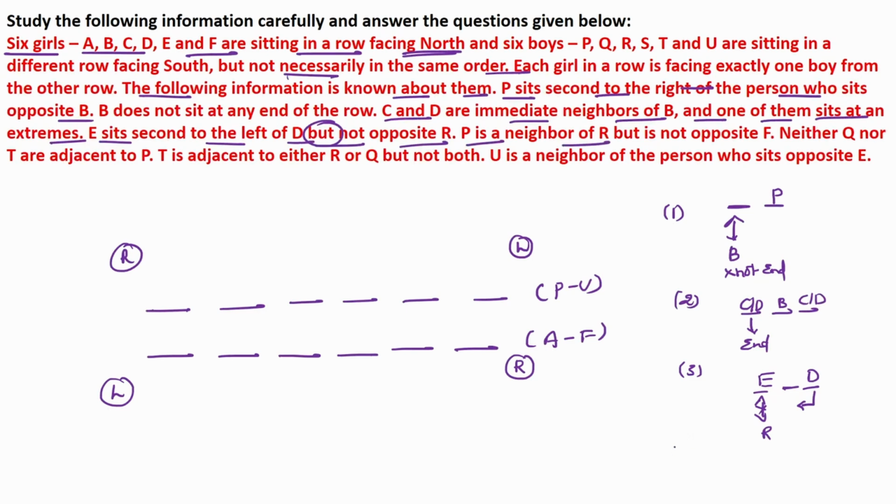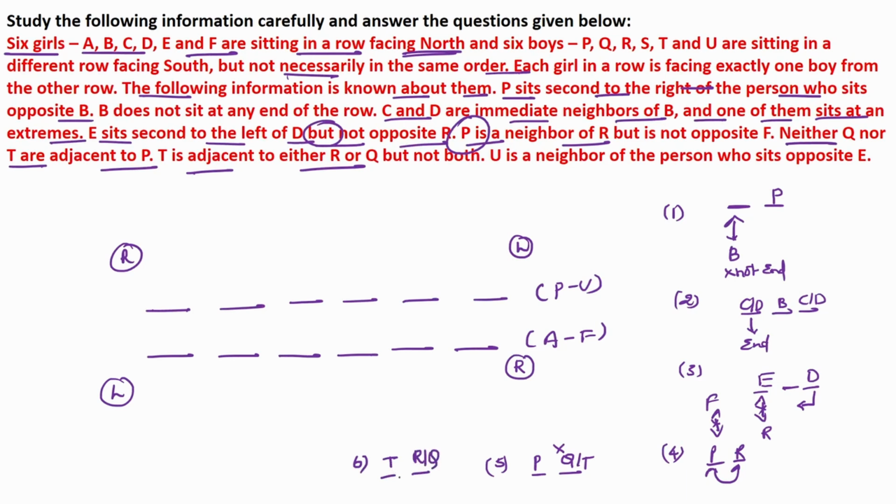P is the neighbor of R, side by side, but P is not opposite to F. Neither Q nor T is adjacent to P, so take a note, that is the fifth point. We can't place Q or T adjacent to P. T is adjacent to either R or Q, that is the sixth point. T must be a neighbor of either R or Q, but not both. Never consider both.